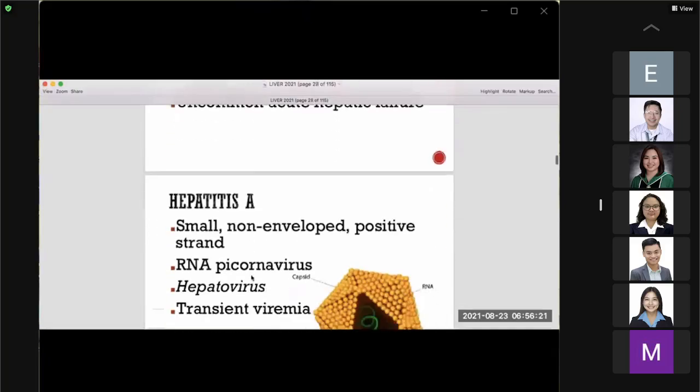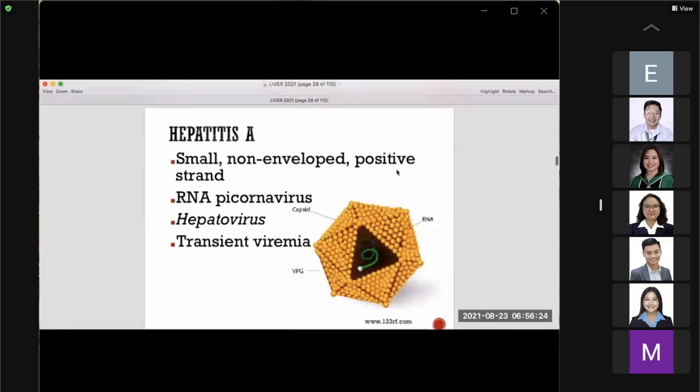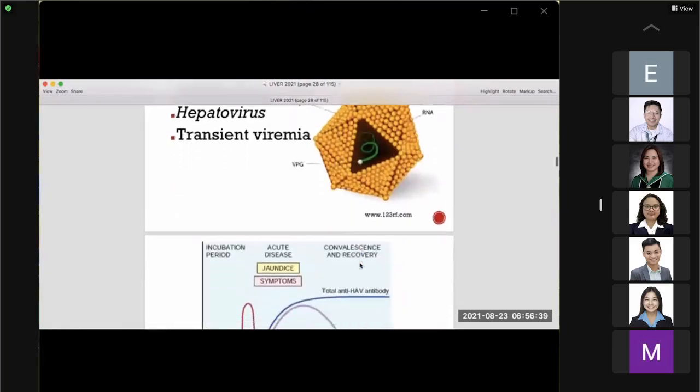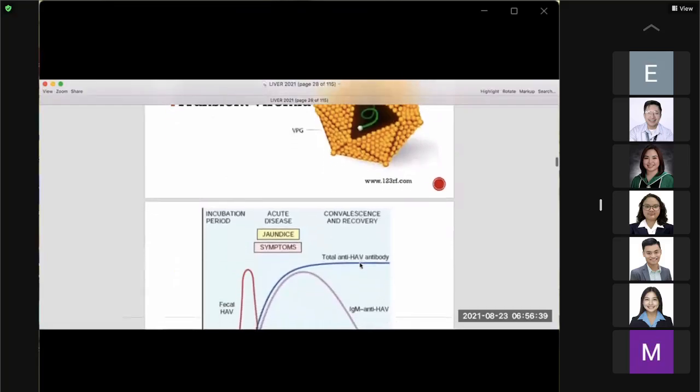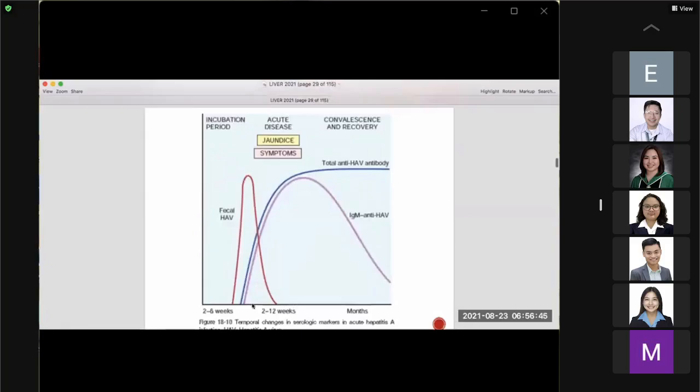So these are small non-enveloped positive-strand viruses. It's an RNA picornavirus belonging to the hepatovirus, and this can cause transient viremia. So this is the diagram that shows us the progression or the course of the disease. In 2 to 6 weeks' incubation period, there are going to be serologic markers that will be demonstrated, as you can see here.